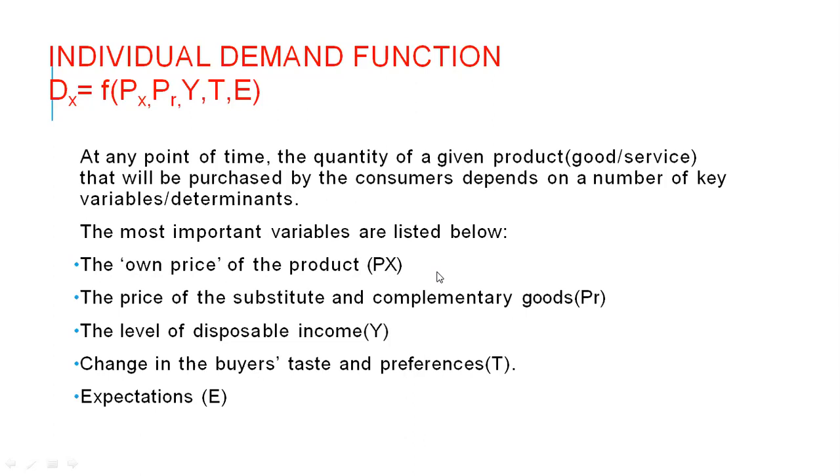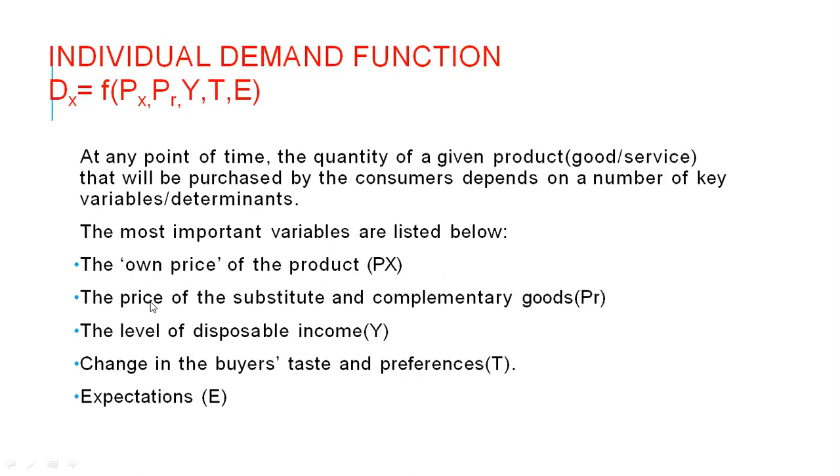Now coming to the first variable of the demand function, it talks about the own price of the product. As we already know that demand and price are negatively related, if the price of any commodity goes down, the demand of it goes up, and if the price of any commodity goes up, the demand of it goes down, right? So the price has a lot of role to play in the demand of a consumer.